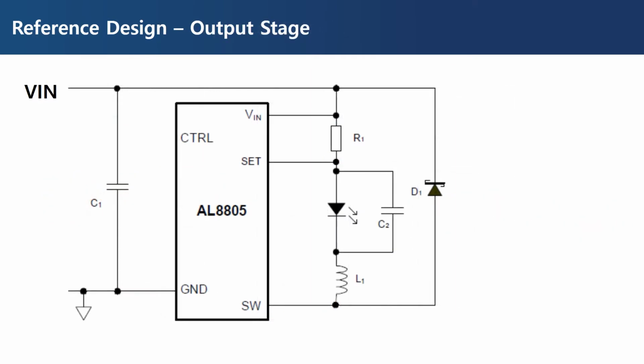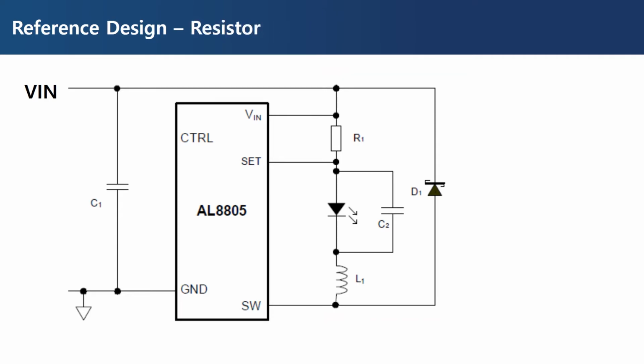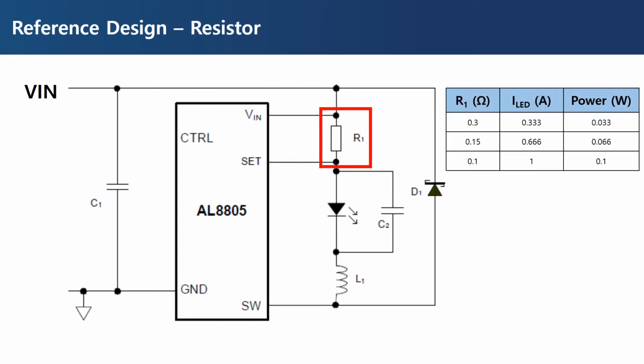The next are the parts through which the current supplied to the LED flows, and these parts should be capable of handling a maximum current of 1 ampere. The maximum amount of current for R1 varies depending on the resistance value and has the following relationship. Therefore, if you consider supplying up to 1 ampere, the power rating of R1 should be over 0.1 watt. Considering the margin according to the temperature, a resistor with a power rating of 0.25 watt will be a good choice. For the resistance, I will use a 300 mΩ resistor to supply 333 mA current.